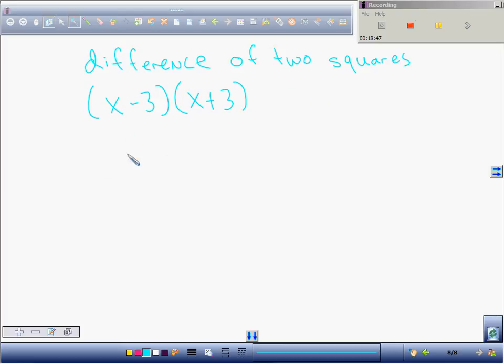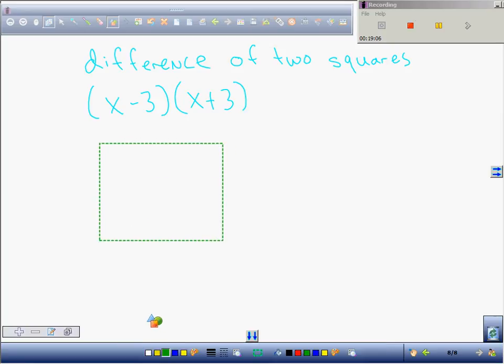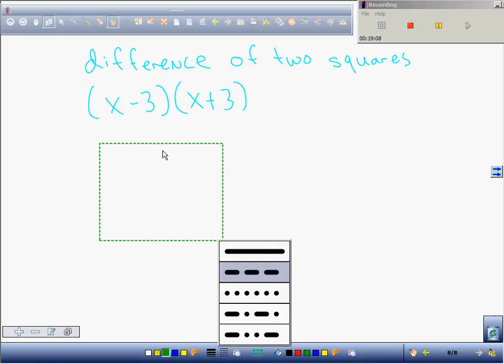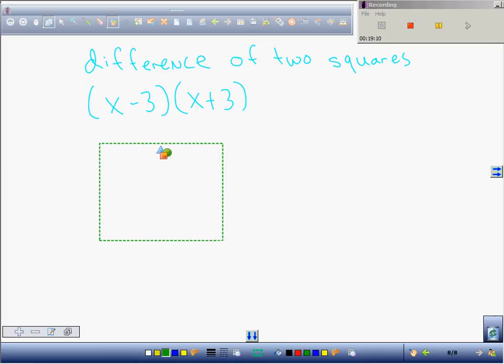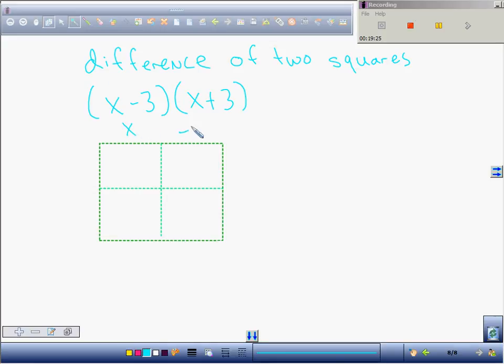Okay? So let's do the box method since you guys seem to like that the best. So where's the box? This box? There you go. That's the box. Good? So, that's not what I want. I want the line tool. Okay. So, I'm going to put x minus 3, x plus 3.